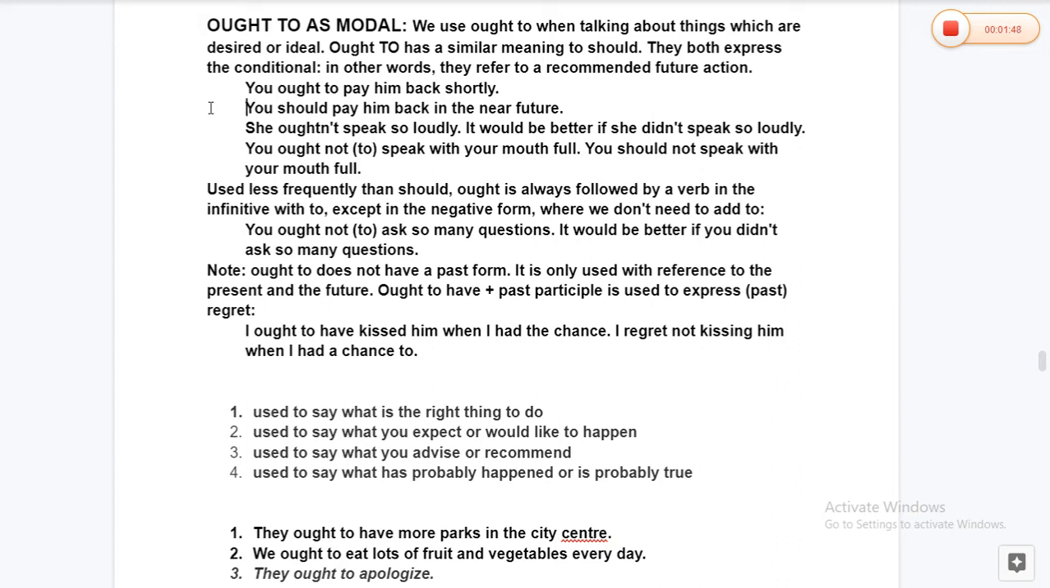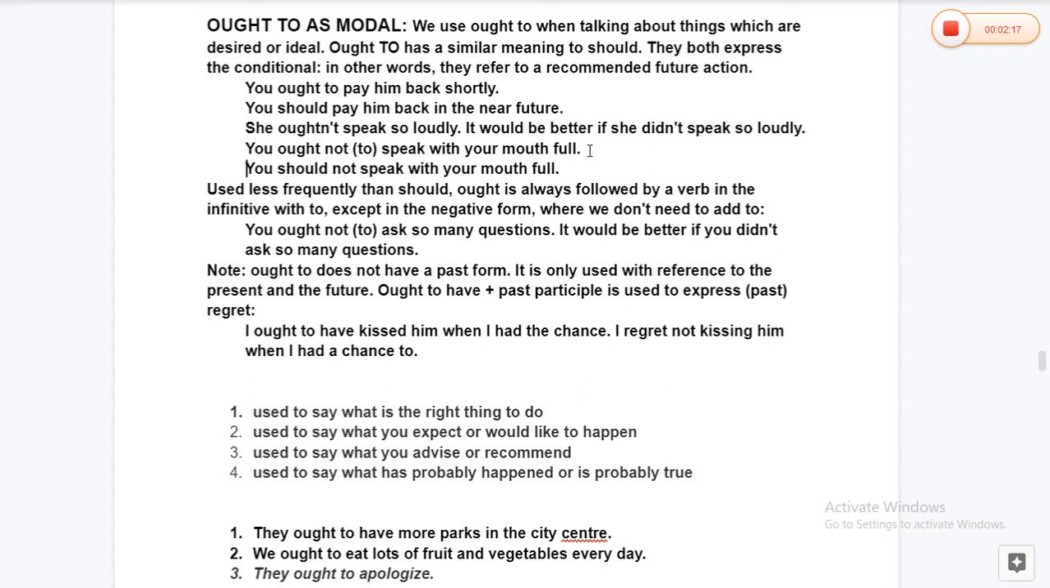She ought not speak so loudly. It would be better if she didn't speak so loudly. The meaning of ought not speak so loudly is it would be better if she didn't speak so loudly. You ought not to speak with your mouth full. You should not speak with your mouth full. So you can see both ought to and should connote the same meaning.